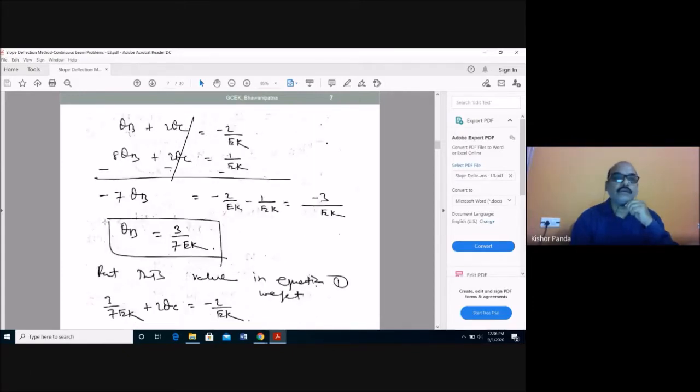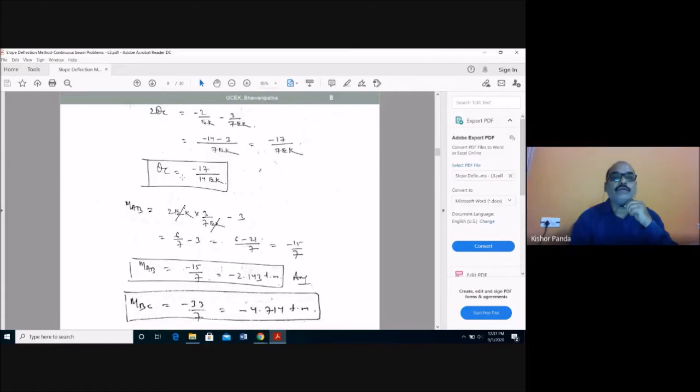After simplification, here you got theta B is equal to 3 by 7EK. After getting this theta B, you put it in either equation 1 or 2, then you will find the value of theta C. So theta C here you got minus 17 by 14EK. So now you got these two unknowns using the joint equilibrium equations. Then put the values of theta B and theta C in the slope deflection equations. Then you can find the final moments MAB, MBA, MBC.